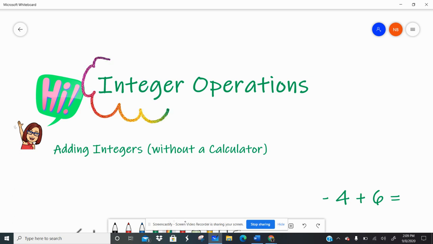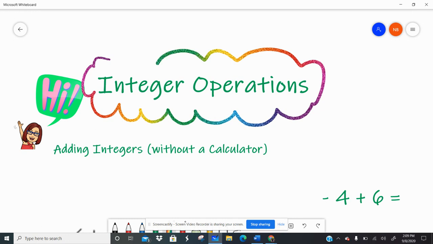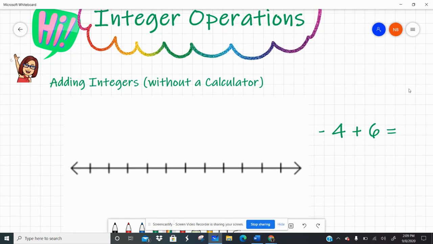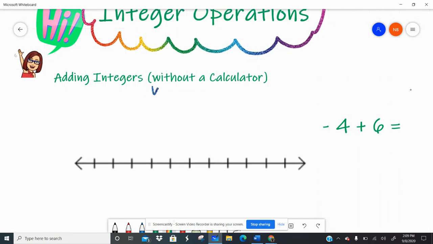I wanted to talk to you a little bit today about integer operations. Specifically, we'll be talking about adding and subtracting integers. The crazy thing about integers is that we do it without a calculator. So these are things that we're going to do longhand. So I'll show you some tips and tricks on how to get those done. Okay, so let's dive in.